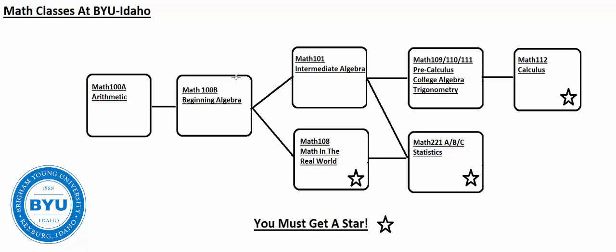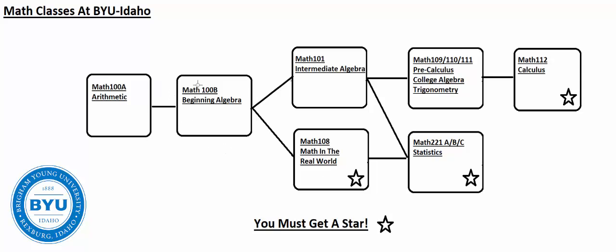From our Math 100B course, as long as you pass it, you'll be able to get to Math 101 or Math 108. You can then complete Math 101 to get either to one of these three classes here, or also to statistics, which is also a star GE class. If you take Math 109, 110, or 111, that can open the door for Math 112, which is calculus, which is also a starred class. Remember, while you're here at BYU Idaho, you must get at least one of these starred classes. Your major might require you to take different courses, but you have to at least get one of these stars.